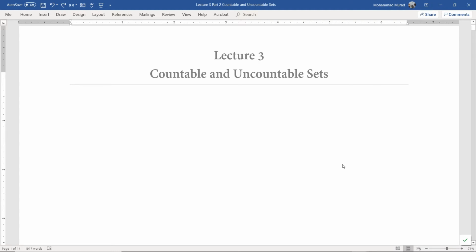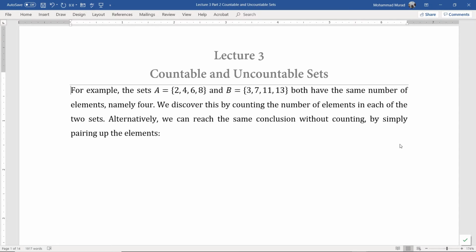Hello, welcome. In this lesson, we are going to talk about finite sets and infinite sets, and also countable sets and uncountable sets. For example, let's consider two sets, A with elements 2, 4, 6, 8, and B with elements 3, 7, 11, and 13. We see both sets have the same number of elements, namely 4. We discovered this by counting the number of elements in each of the two sets.